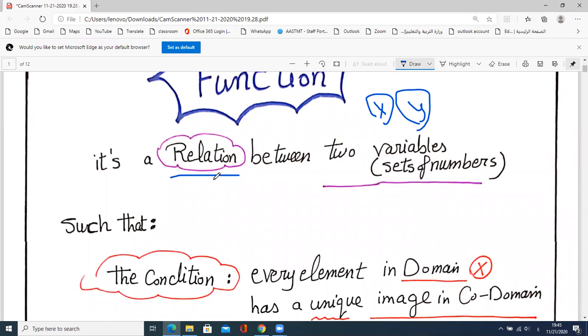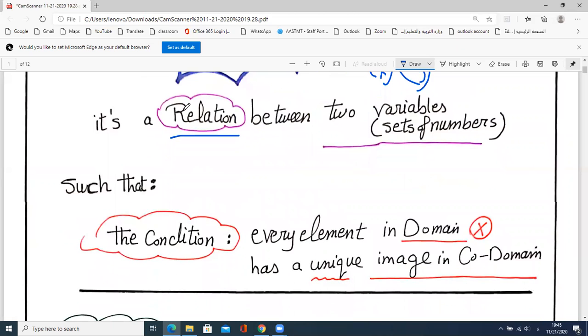Is any relation represent a function? No, not any relation represents a function. So what's the condition to say that this relation is a function of x? Okay, a function of x. When every element in domain, what is domain? The values of x.